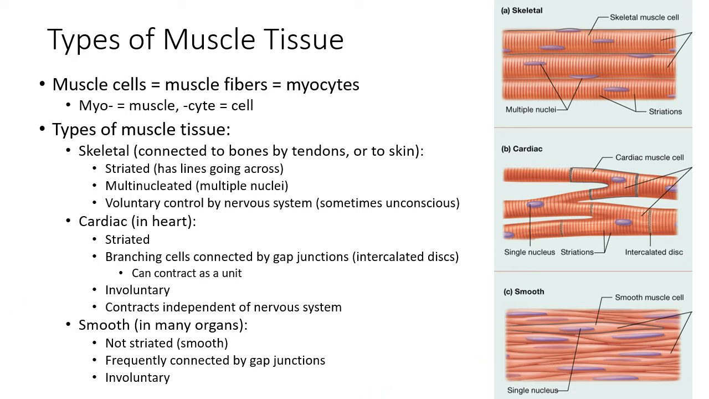A lot of the time, smooth muscle cells will have gap junctions connecting them, but not always. It just depends on where it is and what it's doing. If you do have gap junctions, then that makes the smooth muscle able to contract as a single unit. And smooth muscle is always involuntary, so you're never able to consciously control it, even though the nervous system does need to stimulate it to contract. It doesn't contract by itself. So for most of this presentation, we're going to be talking about skeletal muscle, and then at the end, we'll talk about some of the differences between skeletal and cardiac and smooth muscle in more detail.